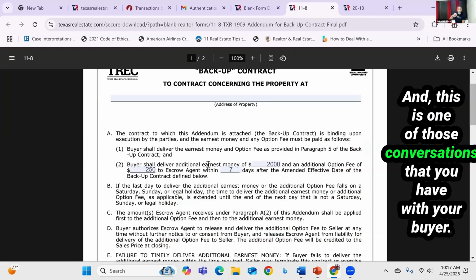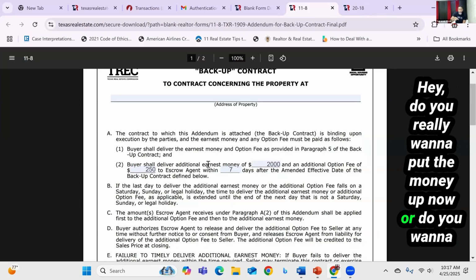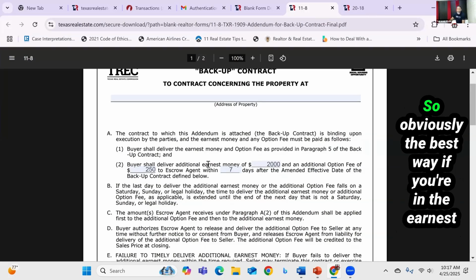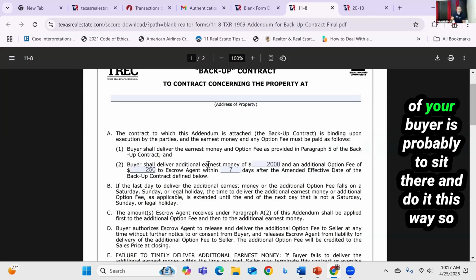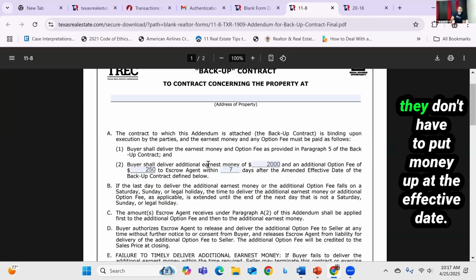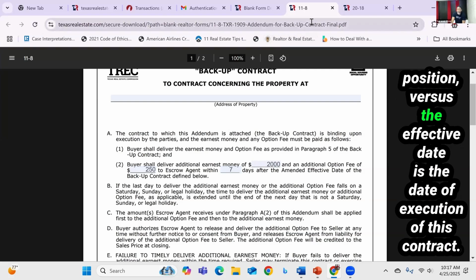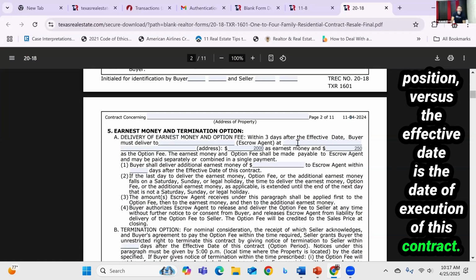And this is one of those conversations that you have with your buyer. Hey, do you really want to put the money up now, or do you want to put the money up when you find out that you're in first position? So obviously the best way, if you're looking out for your buyer, is probably to do it this way so they don't have to put money up at the effective date. The amended date is the date once they're notified that they're in first position, versus the effective date, which is the date of execution of this contract.